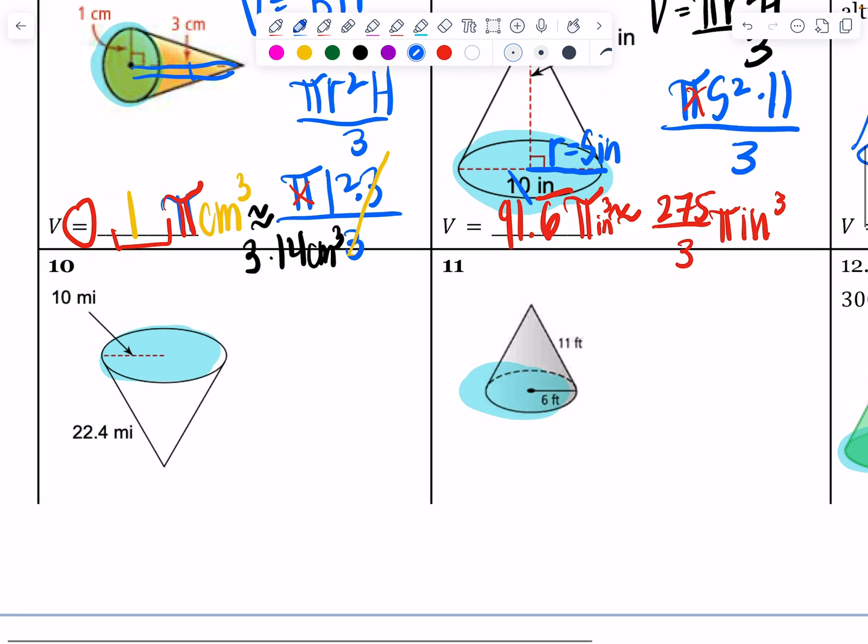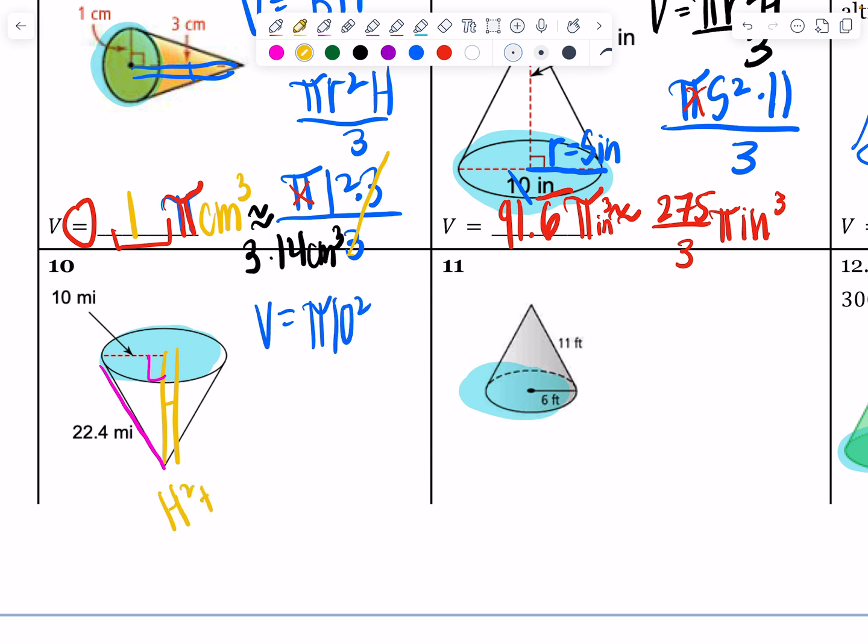All right, now this one's interesting. This one, I do not have my height that is happening on the inside because I have my slanted height. So of course, this makes a right triangle. So I'm going to do volume equals pi times 10 squared, but we need that inside height. So I'm going to go h squared plus 10 squared equals 22.4. I already know when I'm doing this that this is not going to give me a beautiful number.